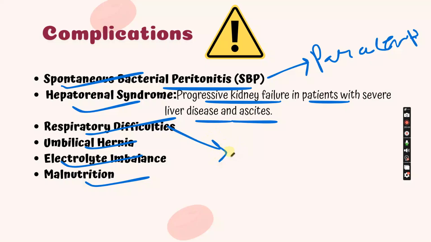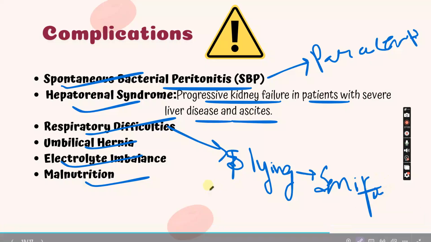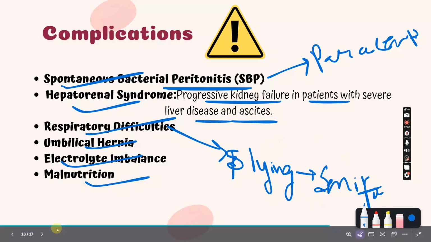During respiratory difficulties, we can't give the patient a straight lying position. We have to provide them a semi-Fowler or Fowler position, because in these positions, semi-Fowler and Fowler, there is enough space for the patient's lungs to expand.